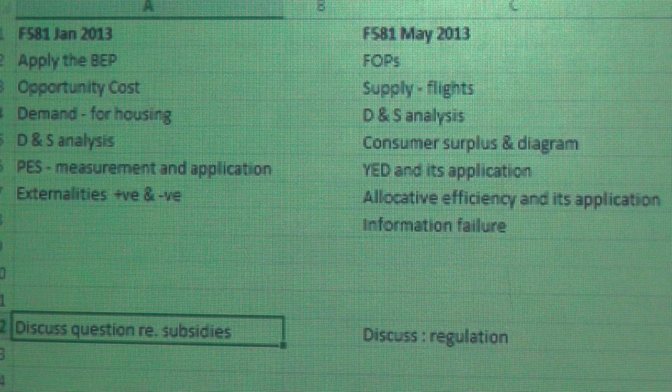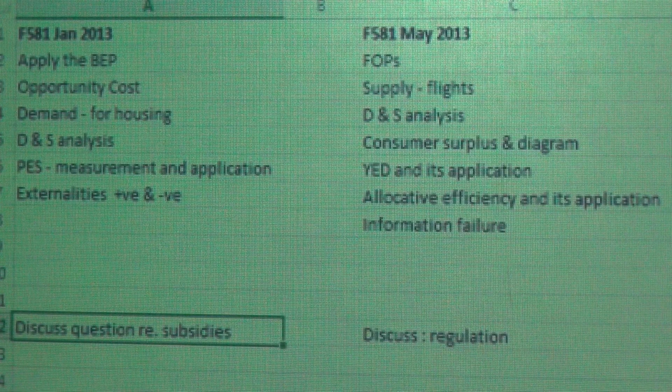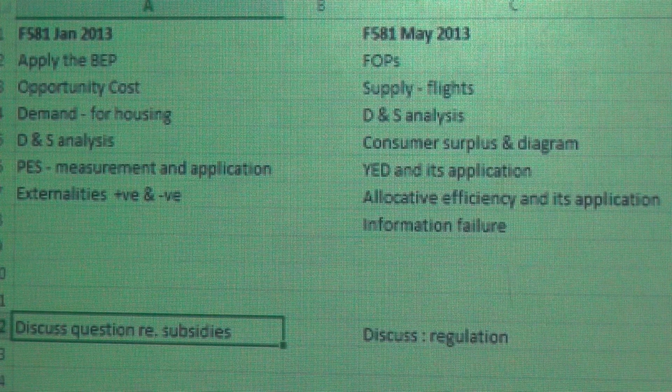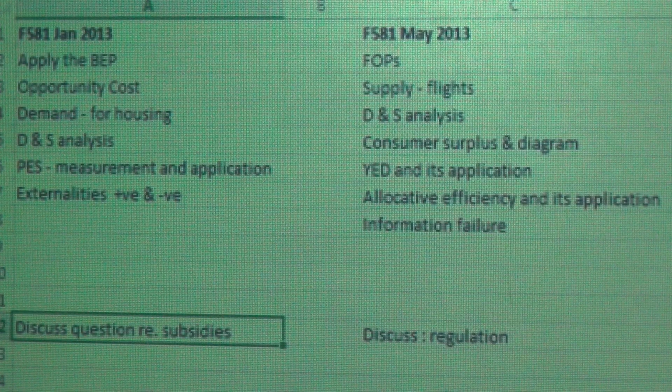Then we had a question on information failure, and the discussion question on this one was with regard to regulation. So in those 2 sessions we covered subsidies and also regulation.